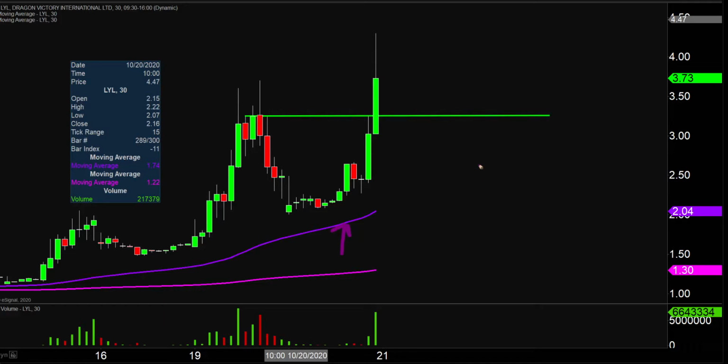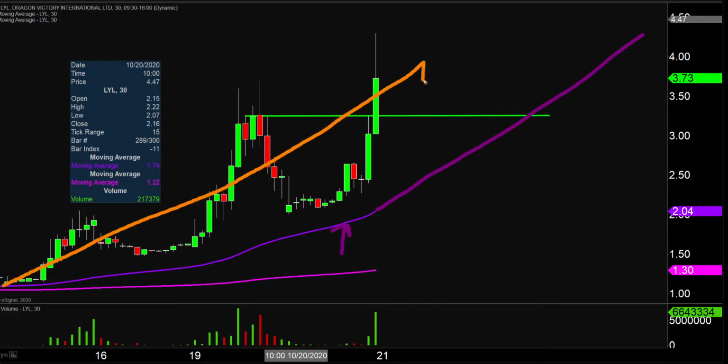that's where the purple line comes into play, the 50-period simple moving average, keyword being moving. So as time goes by, that line is going to move itself higher and higher, which is very helpful and beneficial as far as just gauging the health of the move. Just watch that purple line.